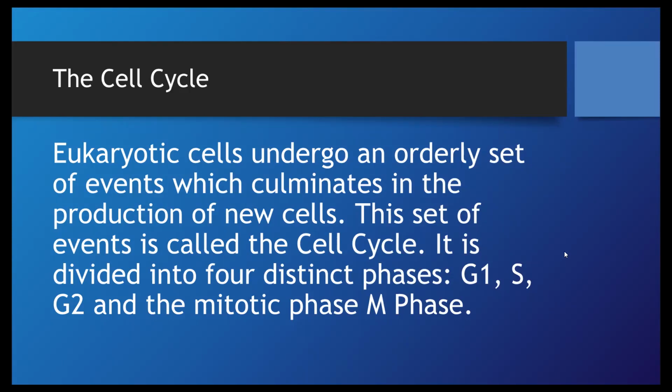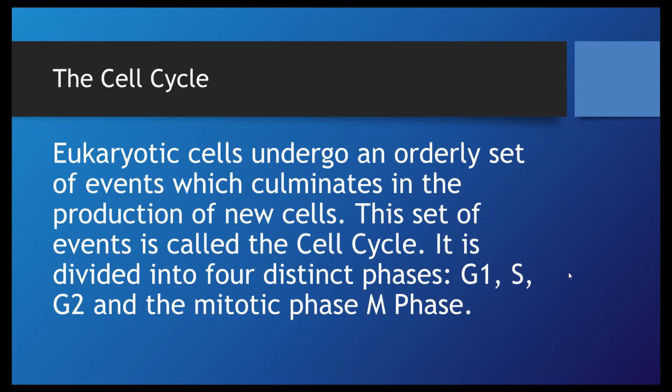Cell cycle. Eukaryotic cells, "eu" means true, "karyon" means nucleus. So these are cells with a true nucleus. They undergo an orderly set of events which culminates in the production of new cells. This set of events is called the cell cycle. Let's dig more into the cell cycle. It is divided into four distinct phases. Take note, the phases of the cell cycle: we have G1, S, G2, and the M phase or mitotic phase.